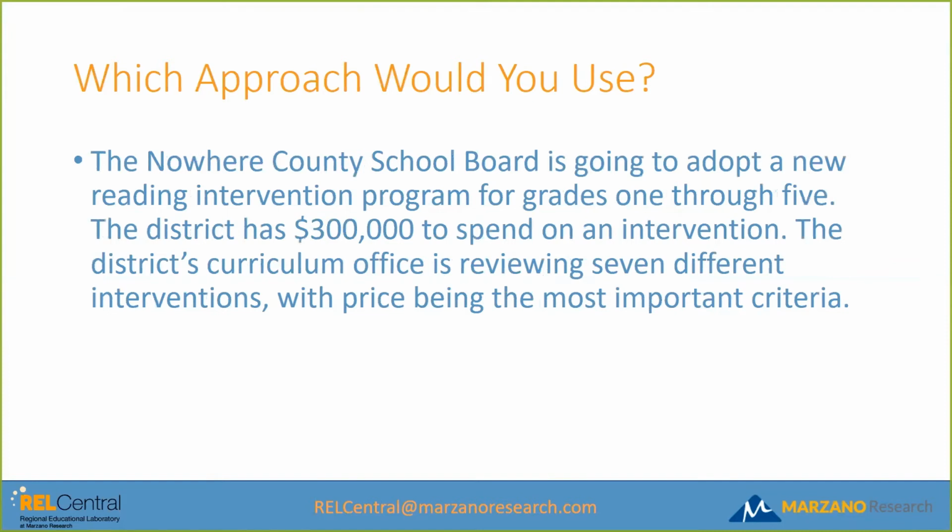All right, for our next scenario, the Nowhere County School Board is going to adopt a new reading intervention program for early elementary grades 1 through 5. The district has $300,000 to spend on an intervention, and the district's curriculum office is looking at 7 different interventions. However, price is the most important criteria to making a decision about which alternative intervention the district will select. So again, we'll use the polling feature, give you some time to think about which of the 3 approaches might be best for making a recommendation to the Nowhere County School Board.